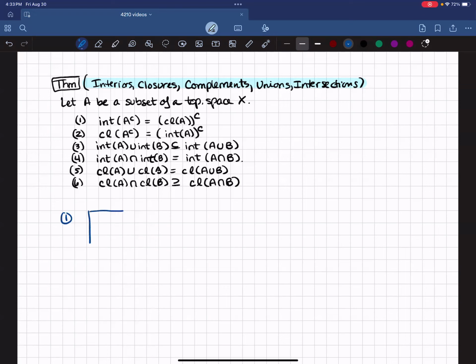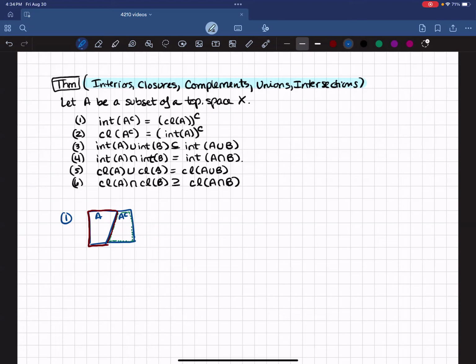So if I think about having a set, here's my space X, and let's say A is on the left and A complement is on the right. The interior of A complement is the largest open set that is inside of A complement. So that's the interior of A complement. And that says that we can find it by, instead of looking at A complement, look at A and find the closure of A. So the closure of A is the biggest set that contains A. So we close A and then look at the complement of that. So let's see what the proof is of this.